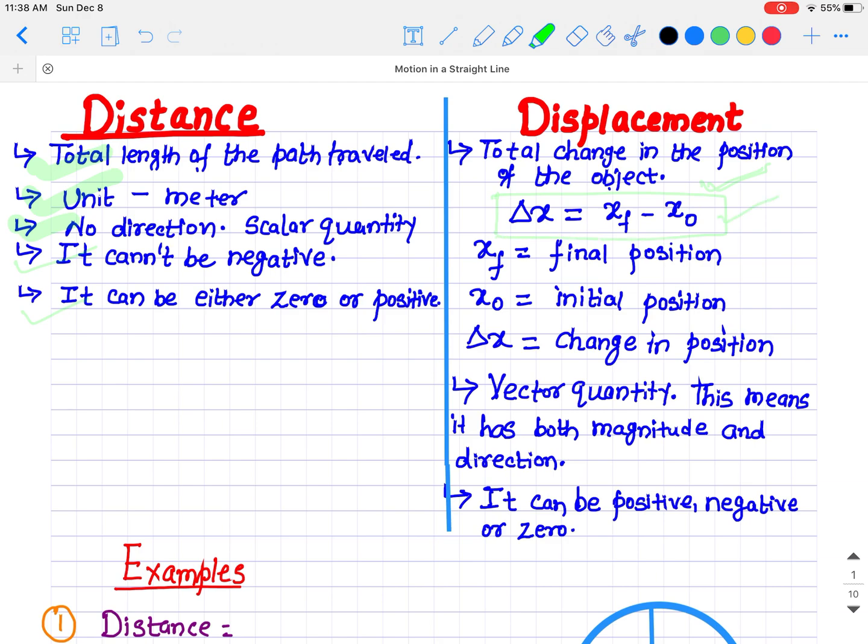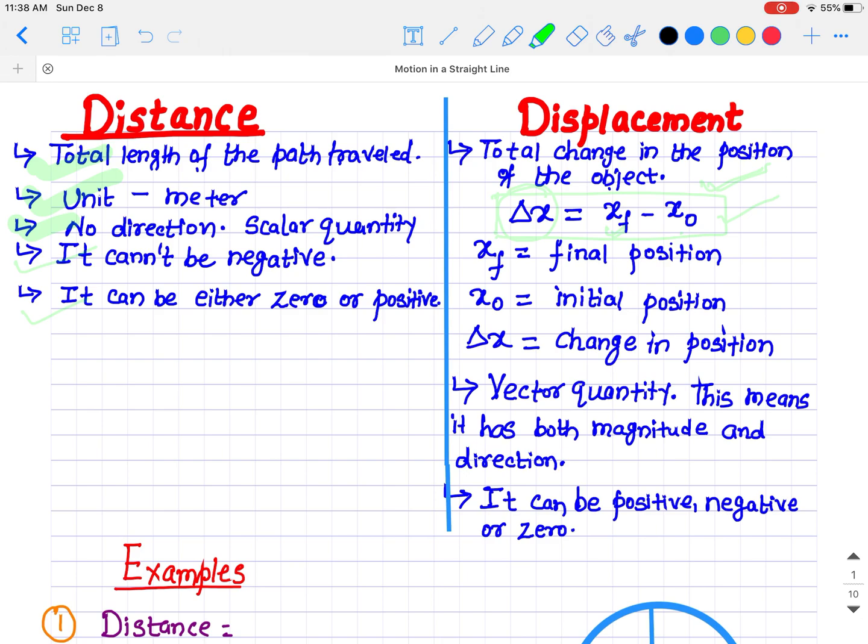where this is the change in the position, xf minus x0. xf is the final position and x0 is the initial position. This is called the delta x, which is the change in the position of the object. The displacement is a vector quantity. It means it has both magnitude and direction. As it has direction, it can be positive, negative, or 0.